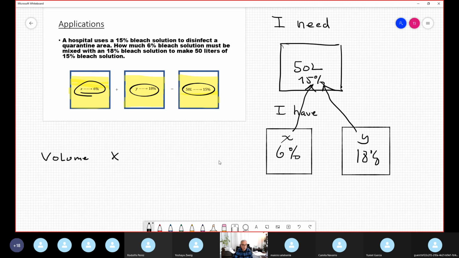The volume is x plus y is equal to 50. Makes sense, right? Because I don't know how many liters I need to mix of the 6%, how many liters you get in the 18%. This is my first equation.